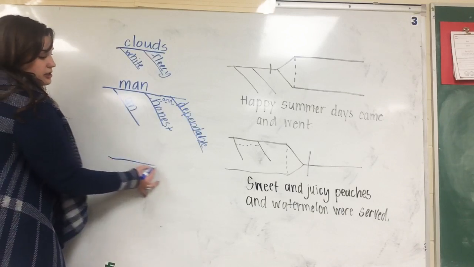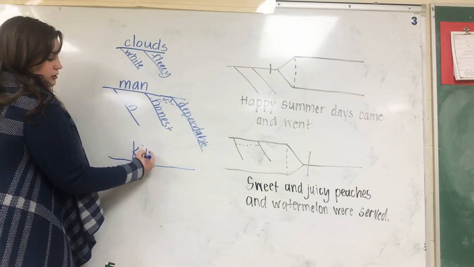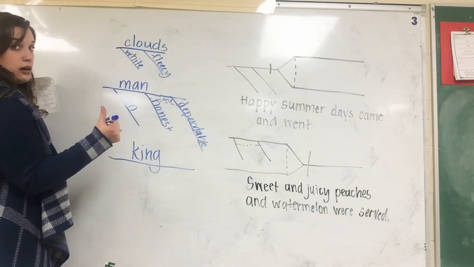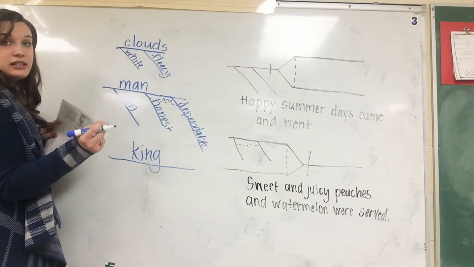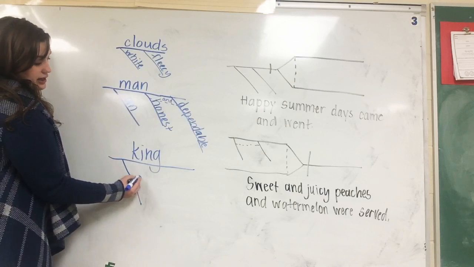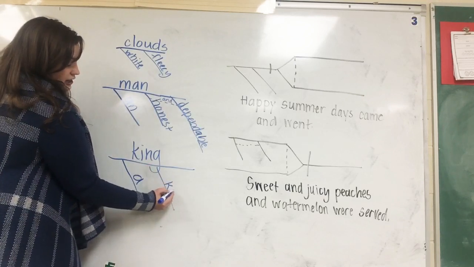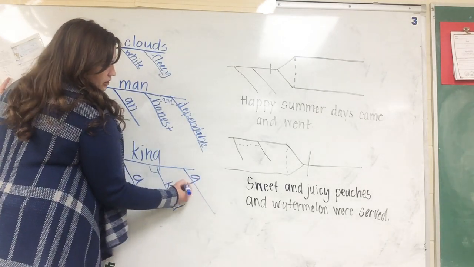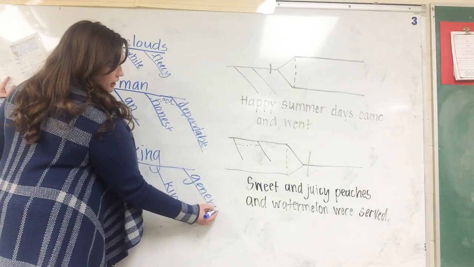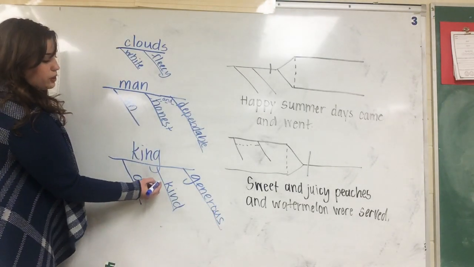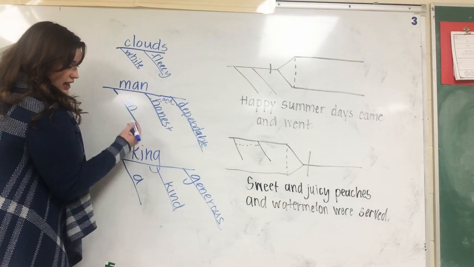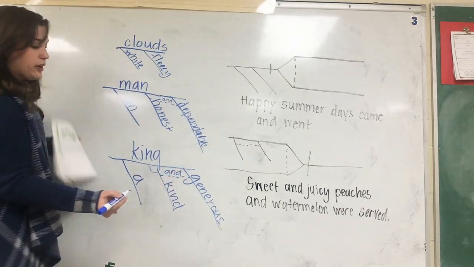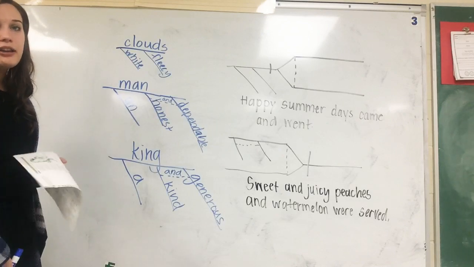So my noun is what? King. How many words describe the king? 3. A is an article, so it describes the word king. Kind, generous. Okay, so you need to make 3 lines dropping down. A, kind, generous. All 3 of those words describe the king. Now, the word and in there, where is that going to go? A and kind king or kind and generous king? Yes. So do your dotted line and put and in that little tiny gap right there. That's how you do those.